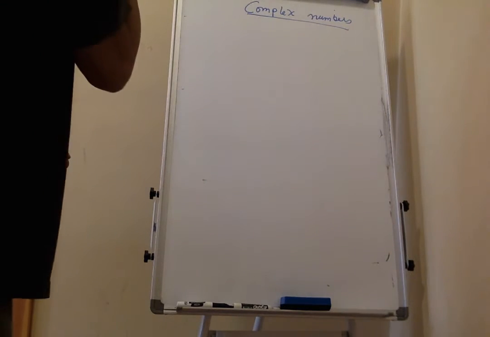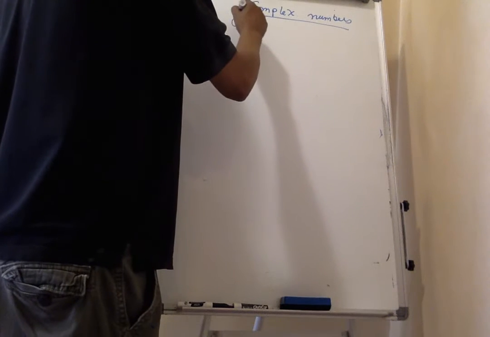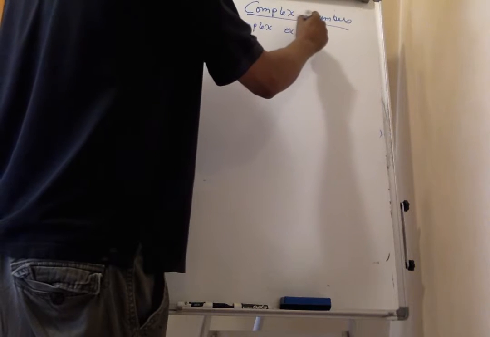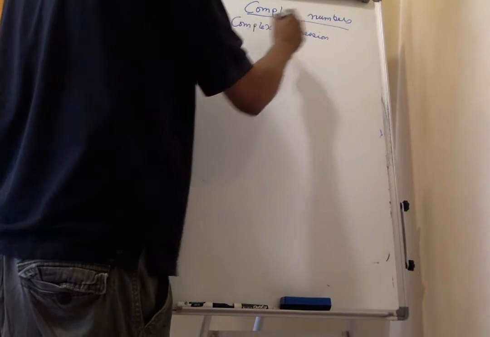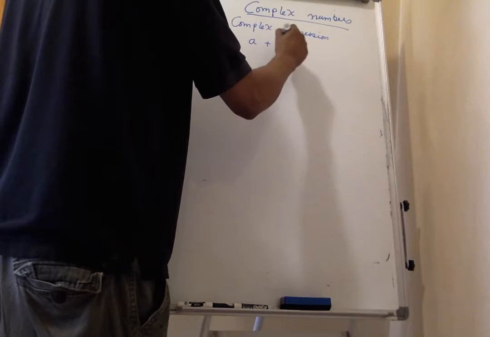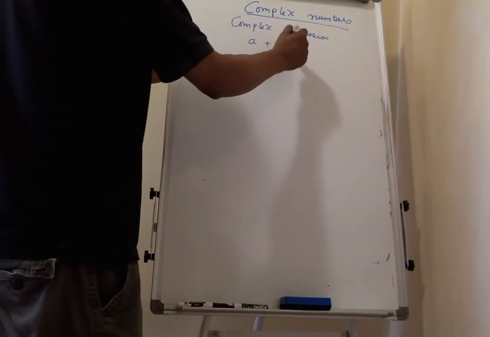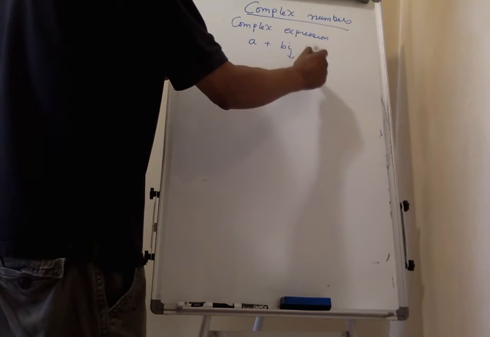So a complex expression is always of the form a plus bi. a is a real number, b is a real number, and this one is what? A complex number.